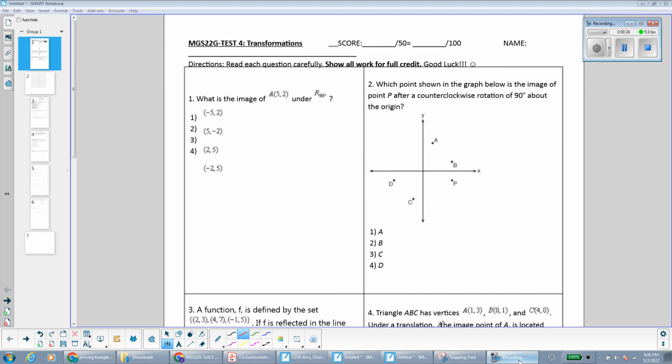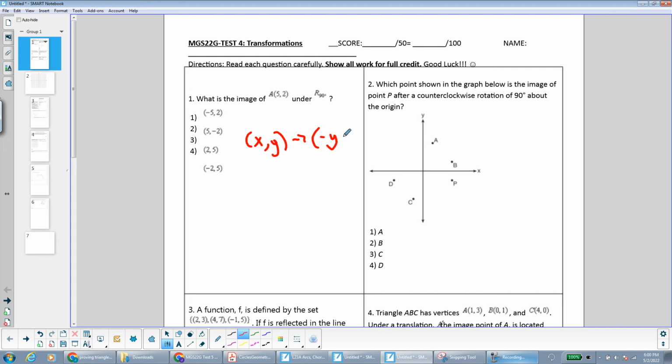And when the direction isn't specified, it's assumed that we're rotating counterclockwise. So we're rotating 90 degrees counterclockwise around the origin. So we have a rule for that. Our rule for rotations 90 degrees counterclockwise about the origin is that we take our original point, the x and y coordinates switch spots, and also the original y coordinate becomes negative.